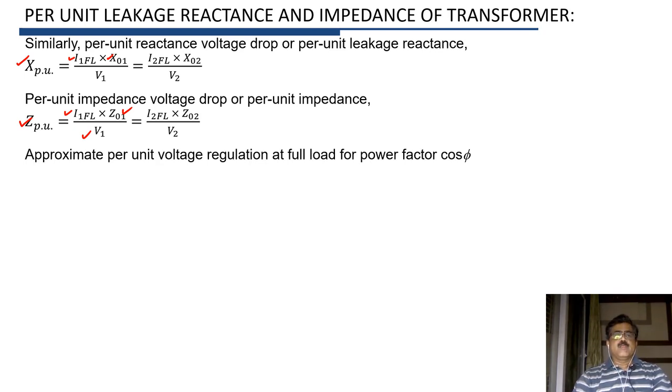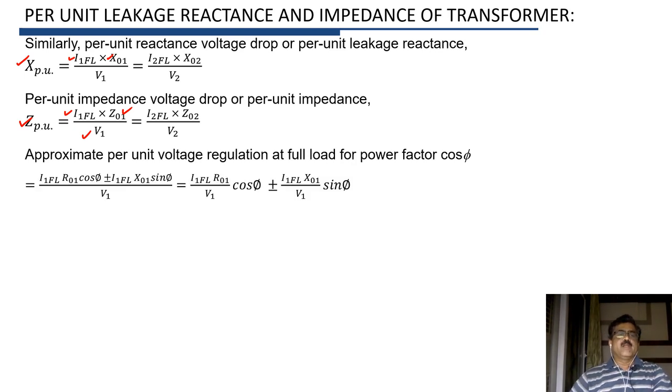Now, let us see the expression for voltage regulation. We have already studied in previous videos that voltage regulation can be approximately written as I1 full load into R01 into cos phi plus or minus I1 full load into X01 into sin phi, divided by V1. The same equation can be written as I1 full load into R01 divided by V1 multiplied by cos phi, plus or minus I1 full load into X01 divided by V1 into sin phi.